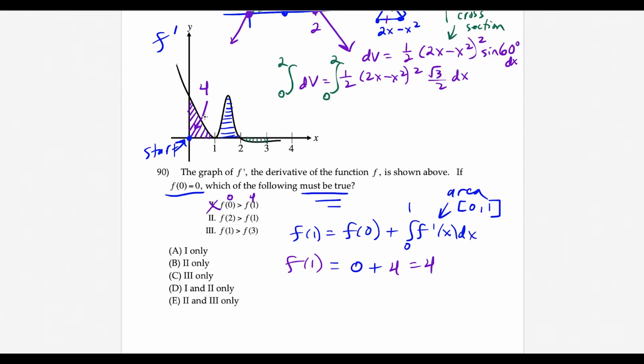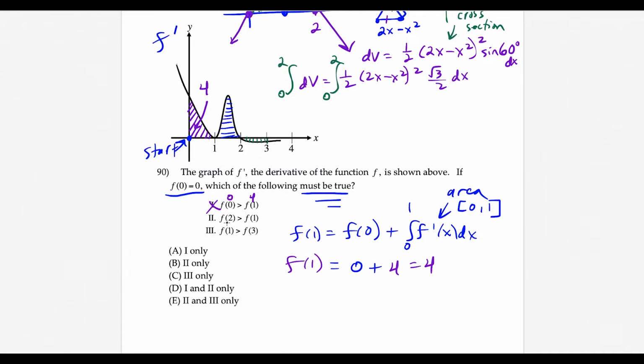Now, one thing you can assume for the AP test is that area above the curve is going to be treated as positive, and area under is going to be treated as negative. So they're always going to draw it so that you could just evaluate it based on the graph. You don't have to worry about traps within the graph itself. Like we could assume this purple area is going to be positive signed area.